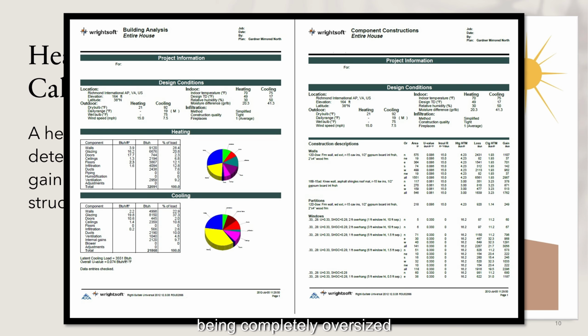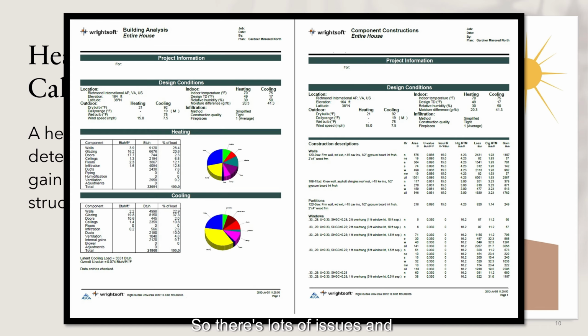Being completely oversized, I think you guys understand what ends up happening. We're going to have a really high delta T. The temperature coming out of the furnace is going to be too high. That furnace is going to start to starve for air. We're going to crack the heat exchanger eventually.